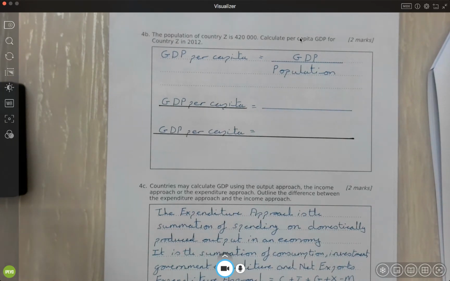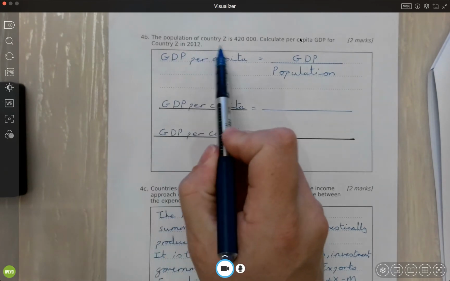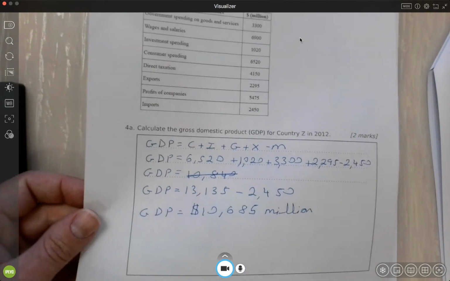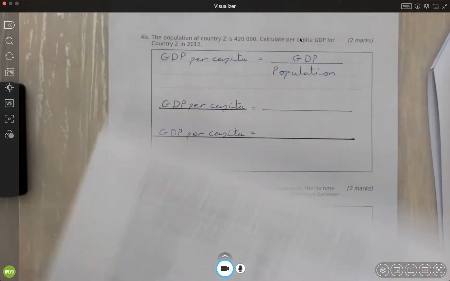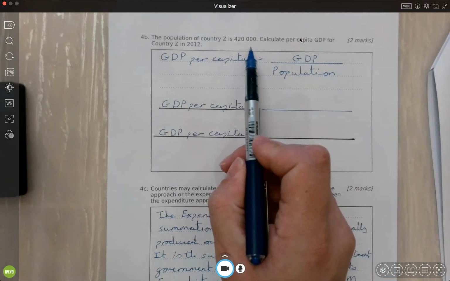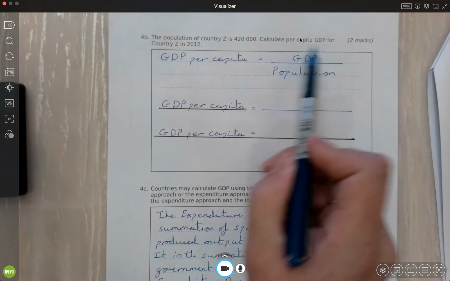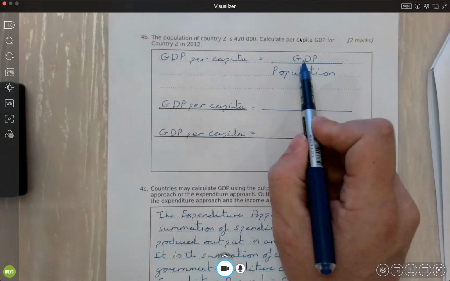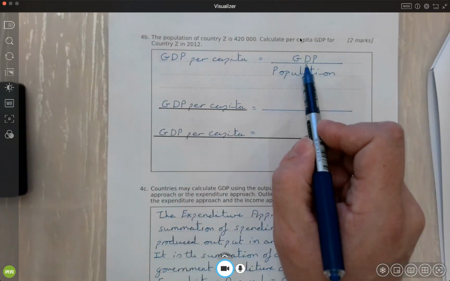So then the next question is, the population of country Z, which is what we were just looking at here. What we've just worked out, the population of country Z is 420,000. Calculate GDP per capita for country Z in 2012. Well, GDP per capita is the GDP which we've just worked out over the population.